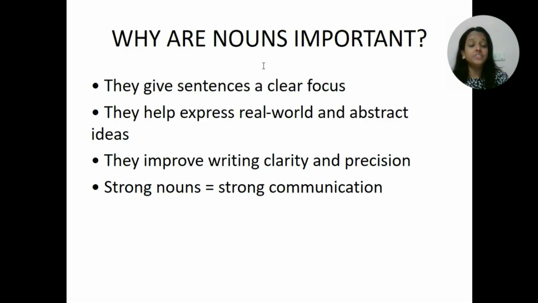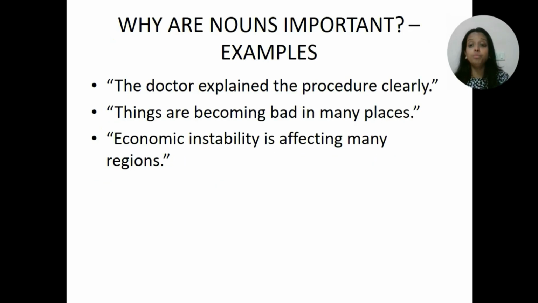First, they give a sentence a clear focus. A sentence usually needs to be about someone or something, right? So that someone or something is often a noun. For example, if I say, "the doctor explained the procedure clearly." Here, the doctor is the noun that tells us who performed the action, and the procedure is the noun that tells us what was explained. So, nouns help us understand both the source and the target of the meaning.